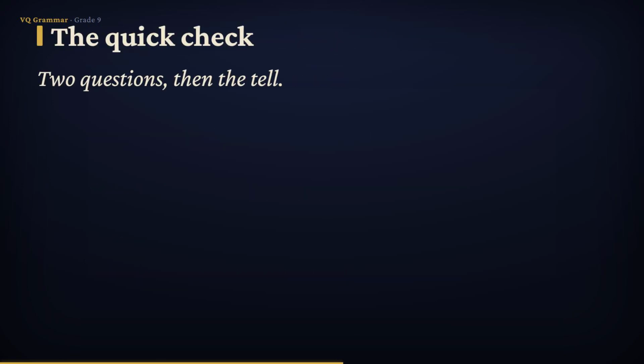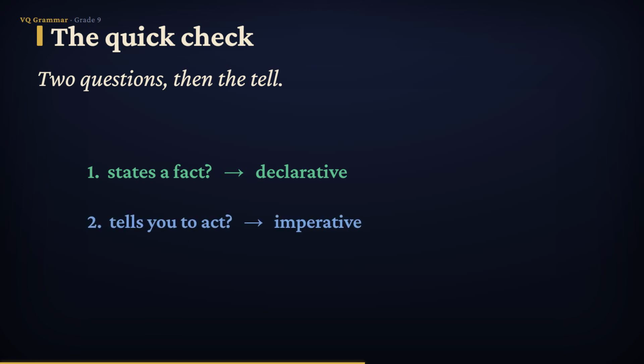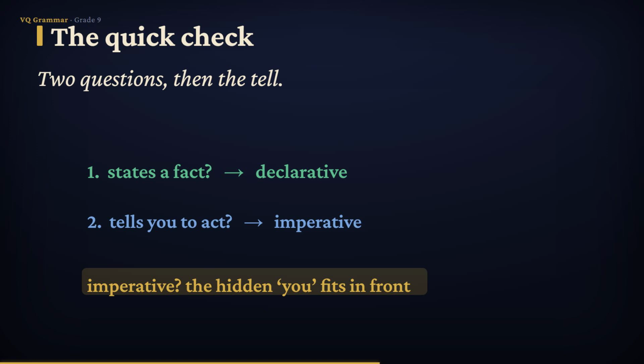Let's turn all of this into a quick check. First, ask, is the sentence stating a fact or an opinion? If it is, it's declarative, and it should end with a period. Second, ask, is the sentence telling someone to do something? If it is, it's imperative, a command or a request. And here's the giveaway for an imperative. Try slipping the word you in front of the verb. If you fits naturally as the hidden subject, you're looking at an imperative. Answer those, and you can name either kind on sight.